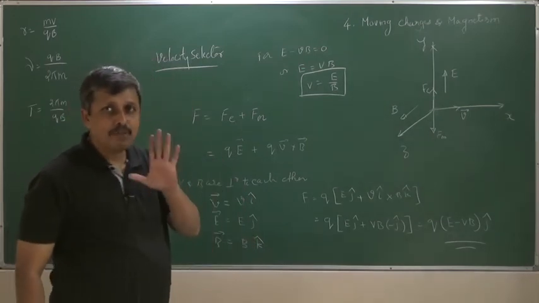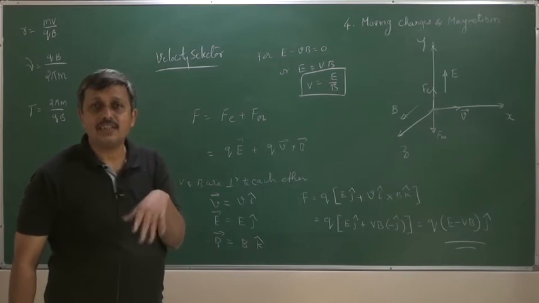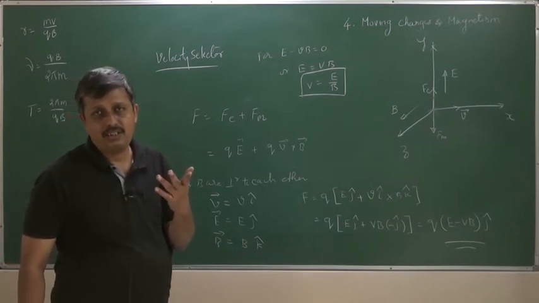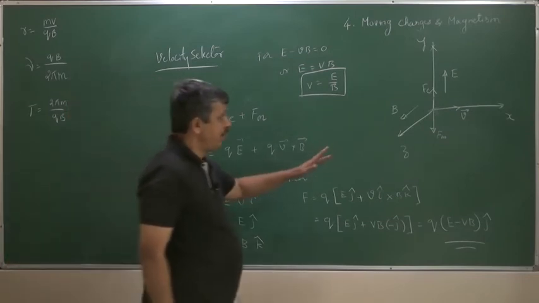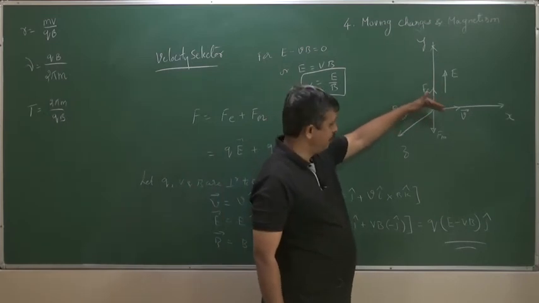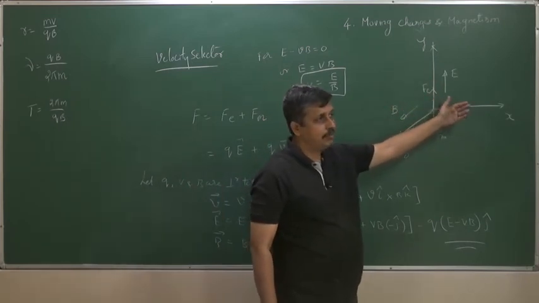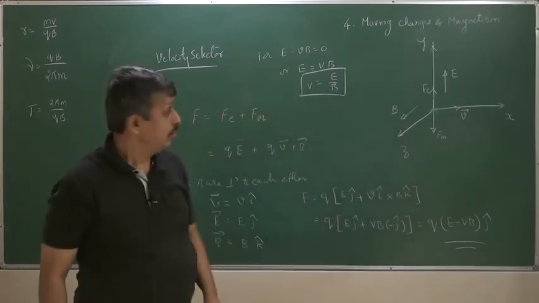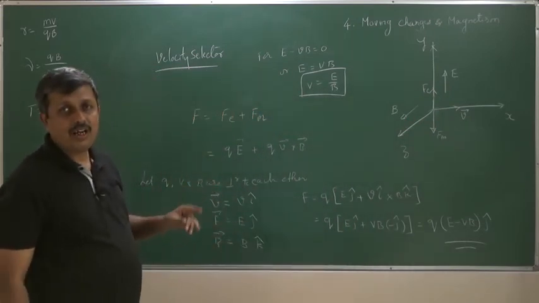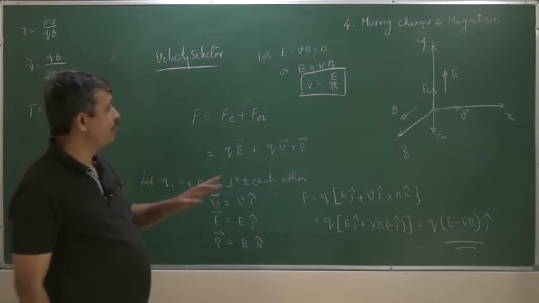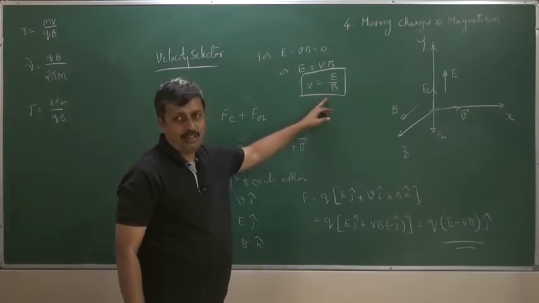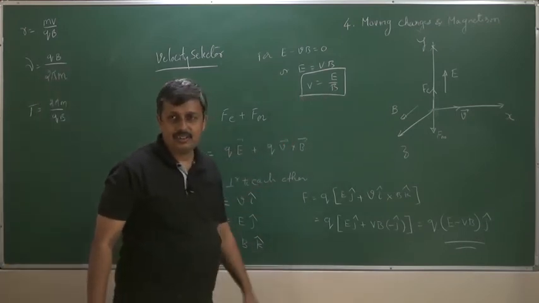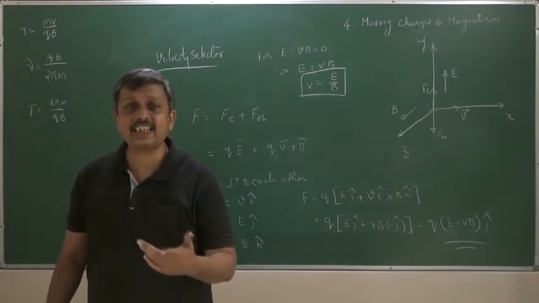In the sense that for only one particular velocity. If the velocity is any different, then either Fe will be more, or Fm will be more, and it will bend this way or that way and go. So only one particular value of E by B ratio will suit this velocity, and hence it is called a velocity selector.